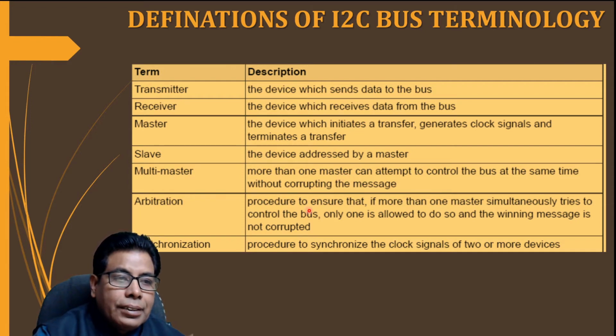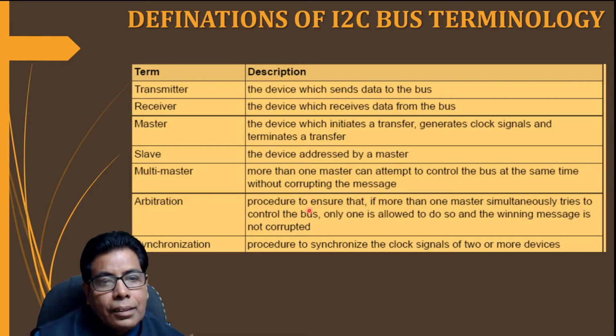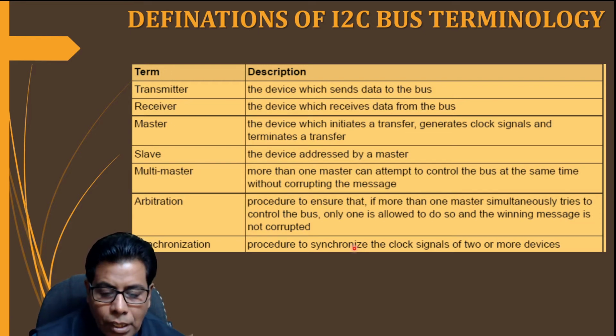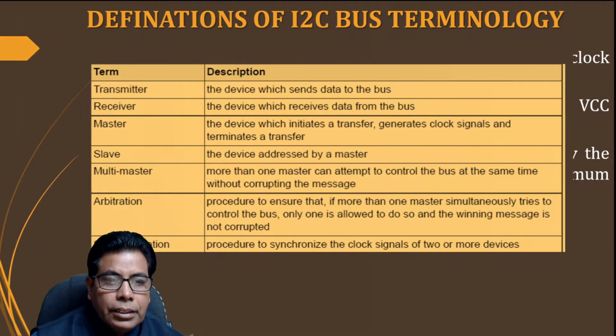Then arbitration. This is the procedure to ensure that if more than one master simultaneously tries to control the bus, only one is allowed to do so, and the message will not be corrupted. So that is the bus arbitration part. And synchronization: the procedure to synchronize the clock signals of two or more devices is called synchronization. So these are the general terms which we'll be using when we are discussing the details.